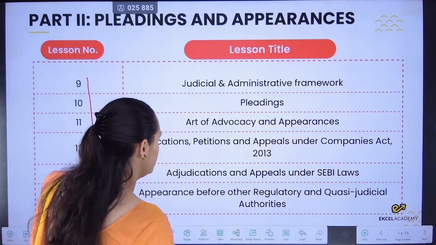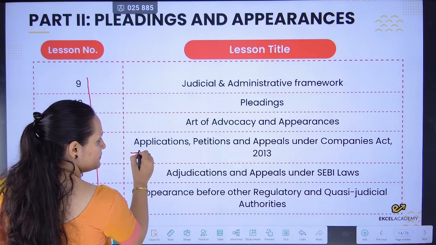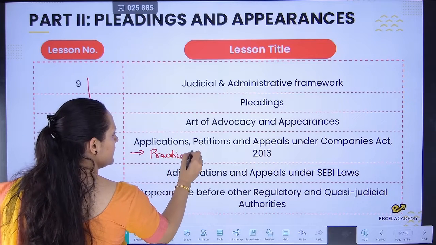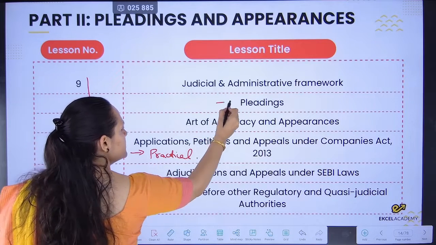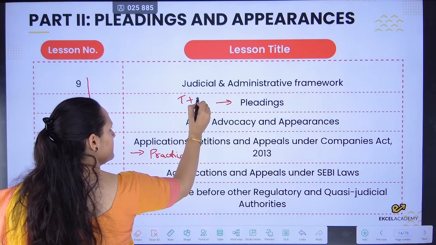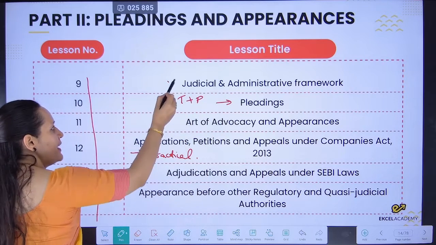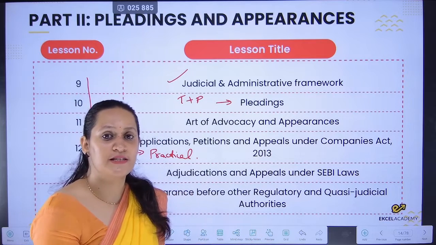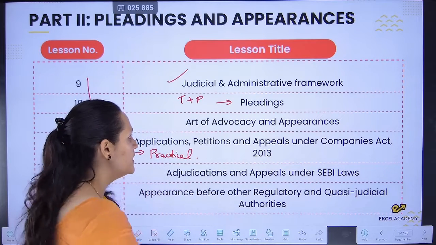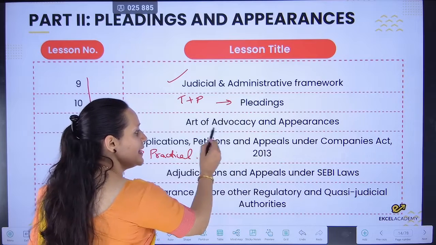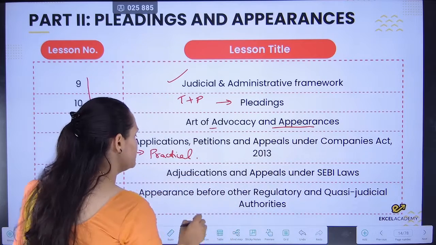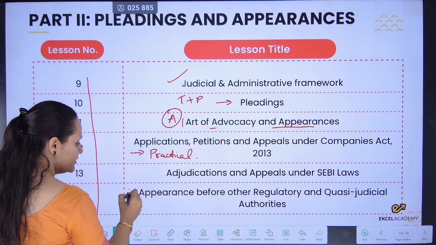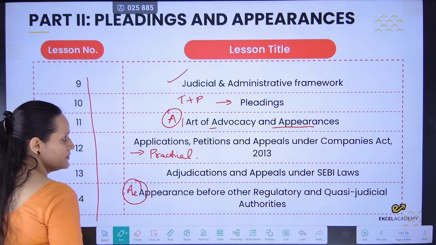Only this particular chapter is practical in nature. Here there are certain elements, theory plus practical, where you are going to see the basic establishment of courts, the framework, how the judicial system and quasi-judicial system work, pleadings, art of advocacy and appearance. So you have 2 chapters for appearances. This is one chapter on appearances, chapter 1, and this is the second chapter on appearances.